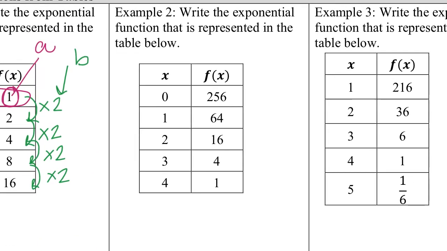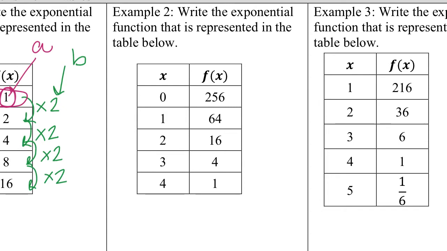Example 2. Write the exponential function that is represented in the table below. So now my y values are decreasing top to bottom. I don't know about you, but 256 down to 64 is something that doesn't come easily to me. But I can do 4 to 1. That is something that's a little simpler. So 4 to 1, you can think of this as subtracting. I can subtract 3, but if you look at 16 to 4, subtracting 3 is not going to work anymore. Instead, though, I can take 4 and divide it by 4 to get 1.